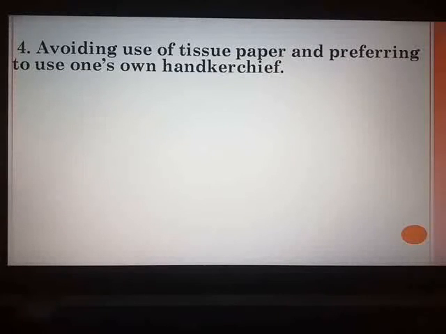Here I have told you, handkerchiefs are made of cloth, they are made of cotton. So once used, you can wash and reuse them. If you are using tissue paper, it will be just use and throw, and it will contribute to the accumulation of solid waste, which should be avoided.